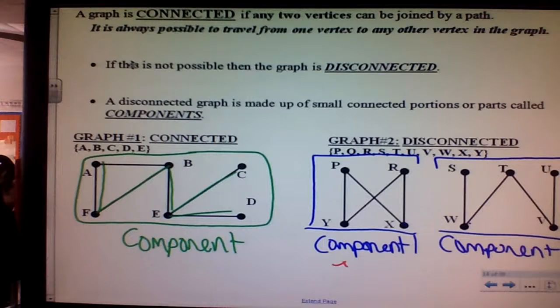The thing is too, look at all the points that they listed together, which means all of these points have to be connected. So you have two different components in this one. It's made of smaller connected portions or parts. Okay.